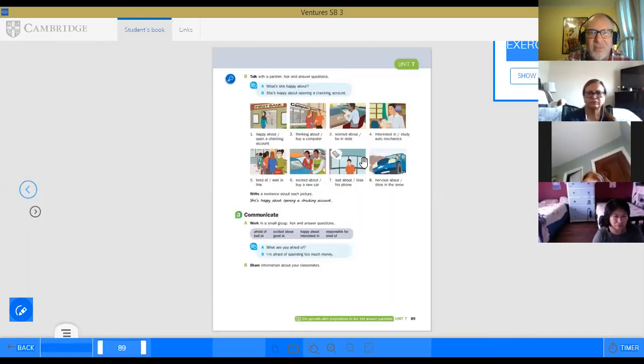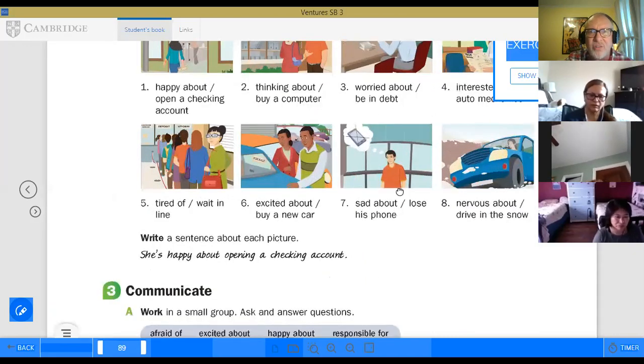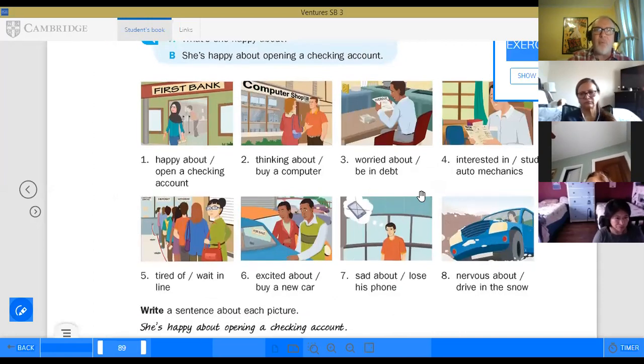Okay, so let's see if we can make some sentences, and then we'll see if we can ask some questions. All right. So what are we going to use each time? We're going to use a gerund.